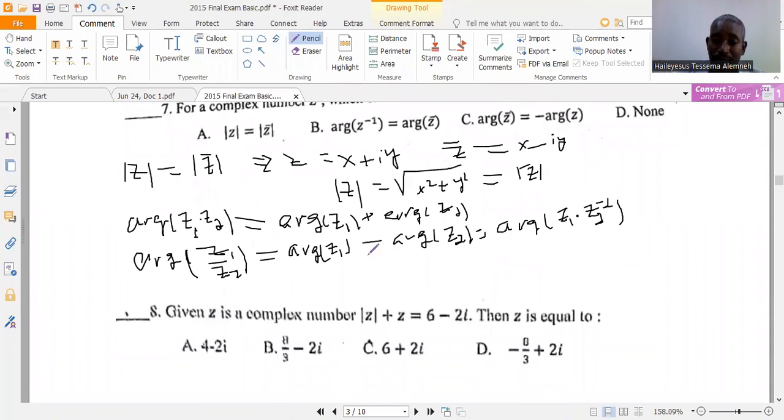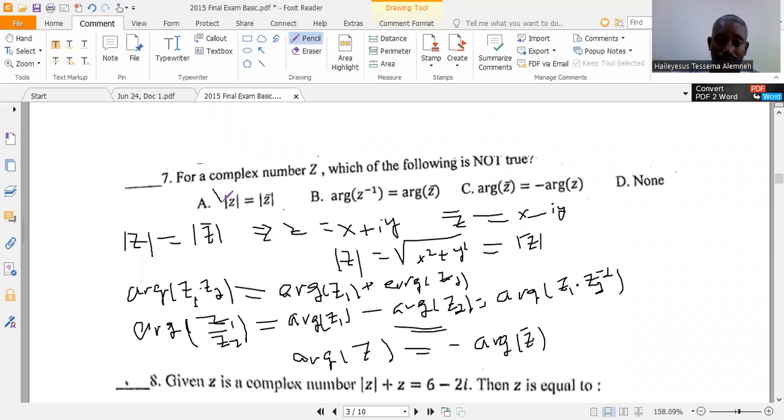So which means that the argument of z inverse is equal to the negative of the argument of z, and the argument of z conjugate is also the negative of the argument of z. Therefore, from those properties, this one is a correct one.